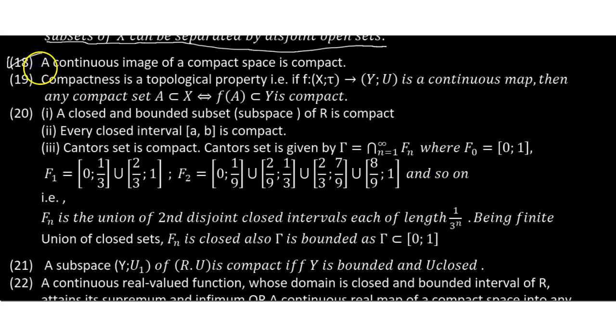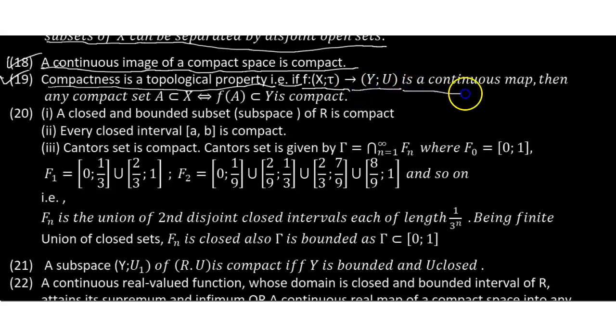A continuous image of a compact space is compact. Compactness is a topological property. That is, let f from (X, tau) to (Y, U) be a continuous map. Then for any compact set A, a subset of X, f(A), a subset of Y, is compact.